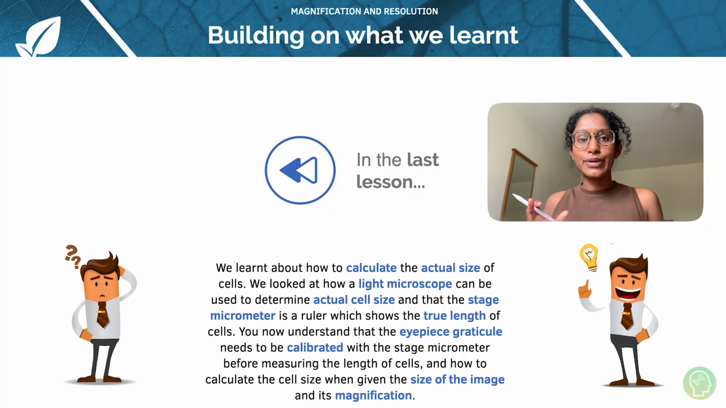So in our last lesson we learned about how to calculate the actual size of cells. We looked at how a light microscope can be used to determine actual cell size, and that the stage micrometer is a ruler which shows the true length of cells. You now understand that the eyepiece graticule needs to be calibrated with the stage micrometer before measuring the length of cells, and how to calculate the cell size when given the size of the image and its magnification.